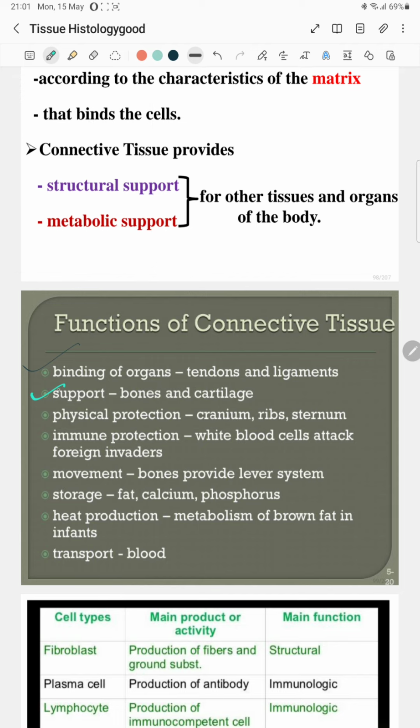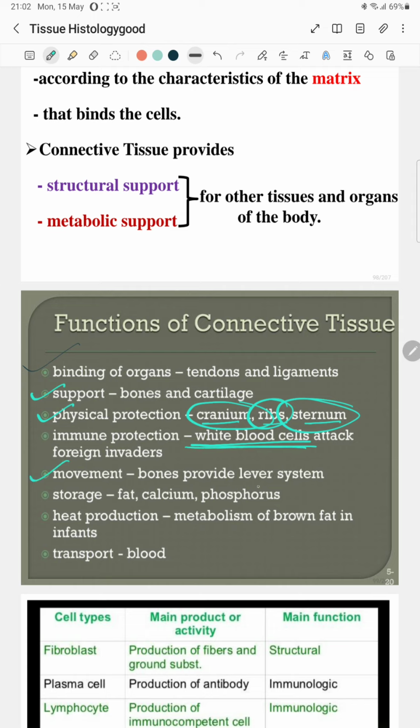Then support bones and cartilage, physical protection like cranium, ribs, sternum. The cranium is the bone of our head. Ribs are in the chest region. The sternum is the strongest bone in the chest region. Immune protection: white blood cells attack the foreign invaders. Actually, white blood cells grow inside the bones.